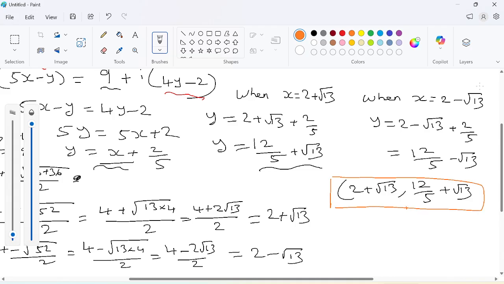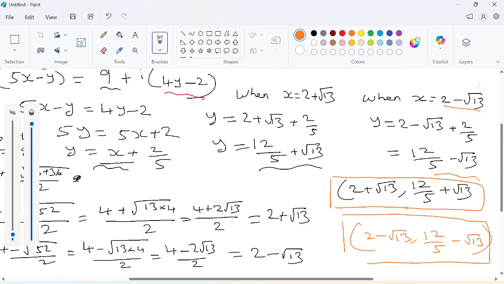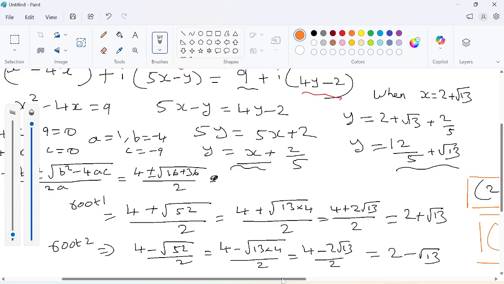Now for x equal to 2 minus root 13, what is your y value? 12 by 5 minus root 13. This is another pair. So this is the answer for the two different values of x and y. So you can just see this and solve these types of problems accordingly.